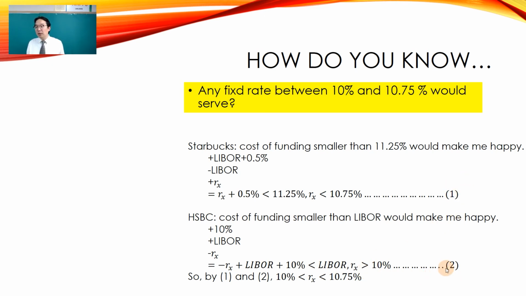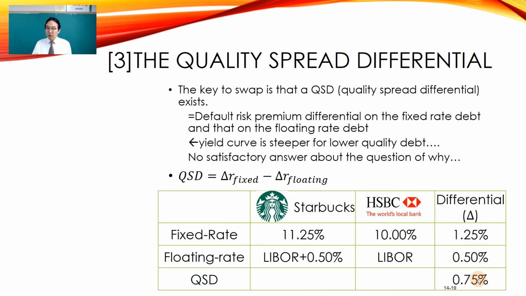So condition 1 and condition 2, if you combine those two, then you will realize that any interest rate of RX, the fixed interest rate, being between 10% and 10.75%, will make the CFOs of Starbucks happy and the bankers of HSBC happy as well. Both parties are happy, right? And that difference is 75 basis points. The gap, 75 basis points, which is over here, QSD.